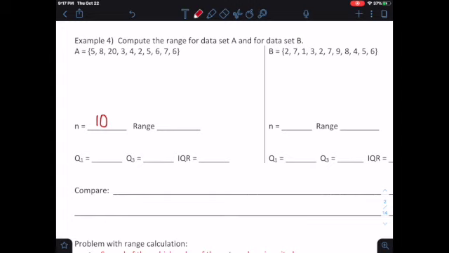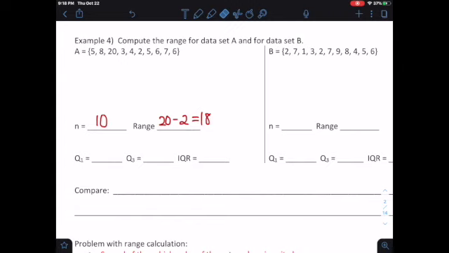And the range is going to be the biggest minus the smallest. That's the definition of range. So I'm gonna say the biggest is 20, the smallest is 2, and you can say the range is 18. Now if you don't want to show work, I can totally understand because you can do that in your head. Now the next thing we're gonna look for is quartile 1, quartile 3, and IQR.